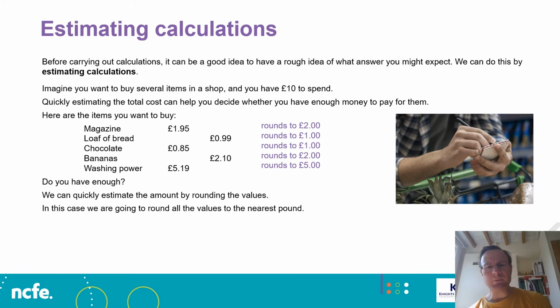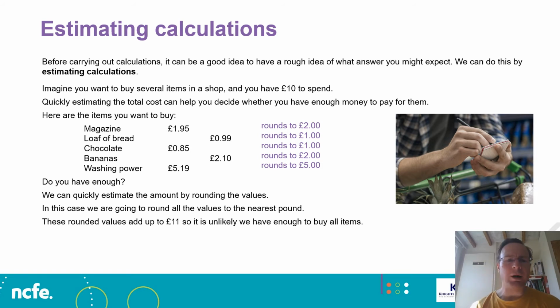So the magazine, we've rounded up to £2. The loaf of bread, we've rounded up to £1. The chocolate, 85p, up to £1. The bananas, we've actually rounded down to £2. Then our washing powder, we've actually rounded it down to £2. So again, this is just a quick sort of snapshot way of estimating items.